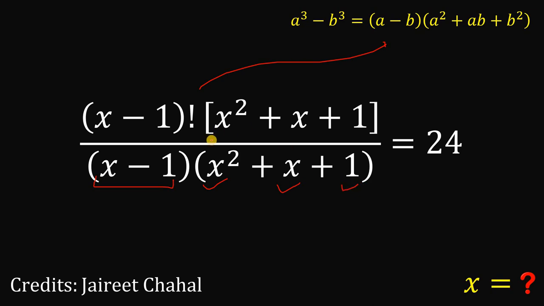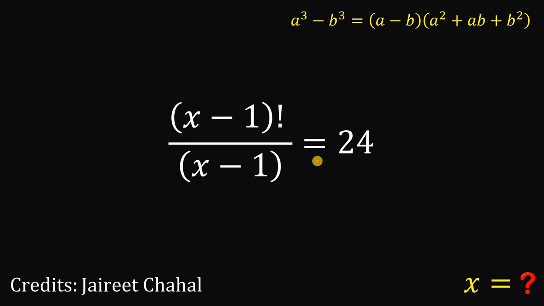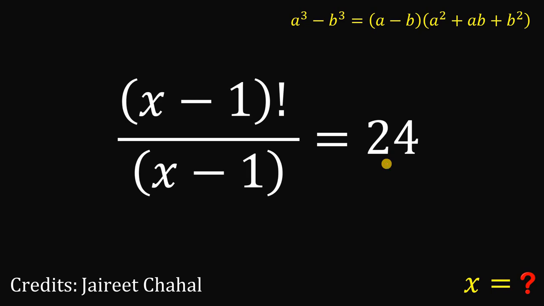Now, notice, on the numerator we have x squared plus x plus 1, and on the denominator we also have the same expression, x squared plus x plus 1. So, we can cancel these two expressions. So, our equation simplifies to x minus 1 factorial over x minus 1 equals 24. Now, let's focus on this equation.